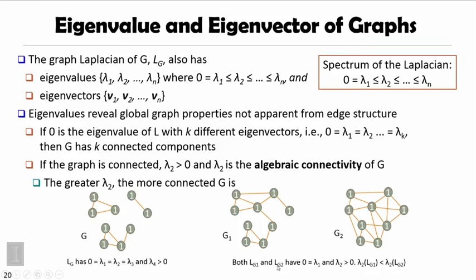And if you have G1 and G2, you can see G1 has only one connected component, and G2 also has one connected component. That's why lambda 2 is greater than 0. However, you can also see G2 is much denser, much more connected than G1. That's why G2's lambda 2 value will be greater than G1's lambda 2 value.